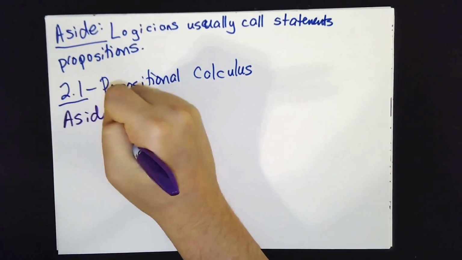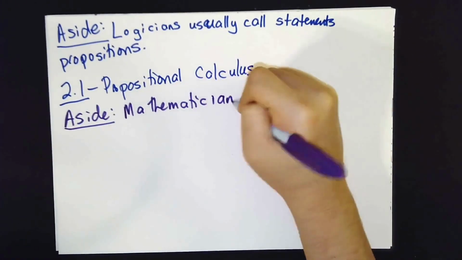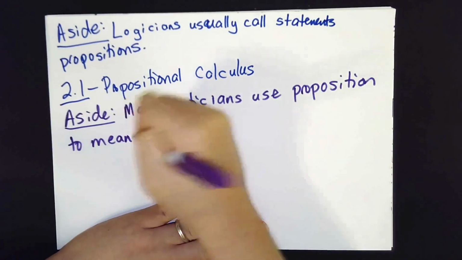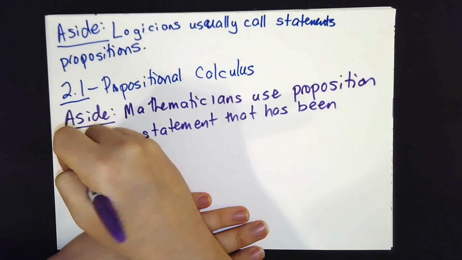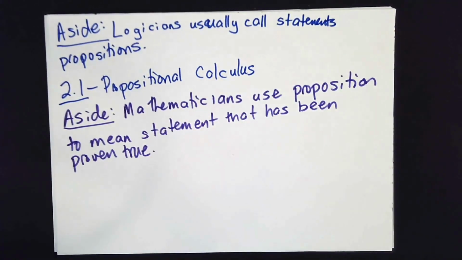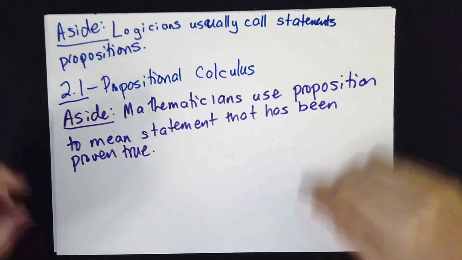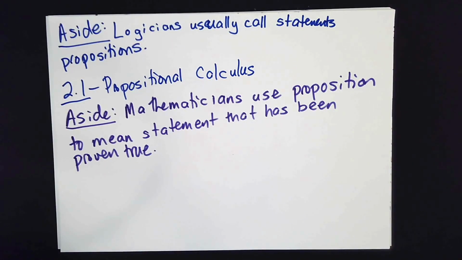And here's the reason why. Mathematicians inevitably use the word proposition to mean statement that has been proven true. So this would be in direct confrontation with the logician's use of proposition to just mean thing that is true or false. So I'm not going to use that. In fact, you'll see that lots of words get used in different ways in different places, and the same is true for notation and all sorts of things.